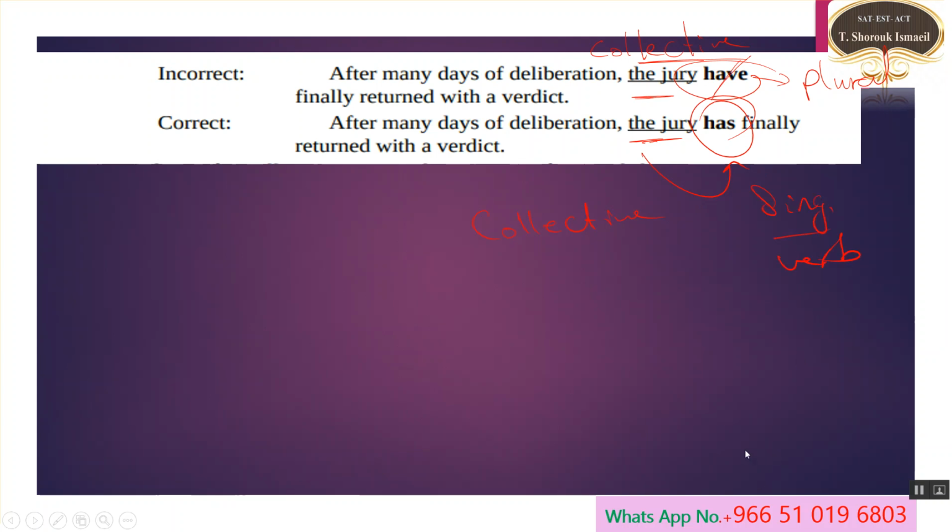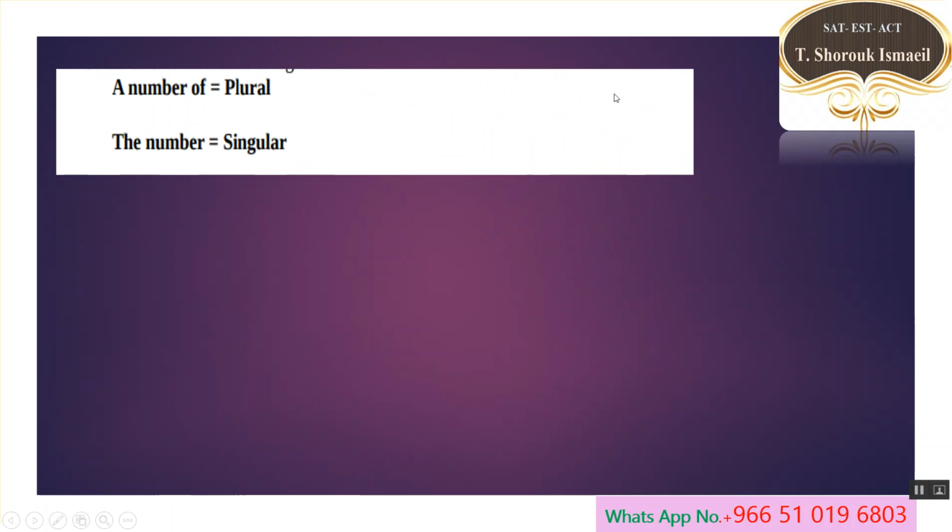Okay, very nice. Let's come to "a number of". If I tell you "a number of people", the verb has to be plural. We're gathering.